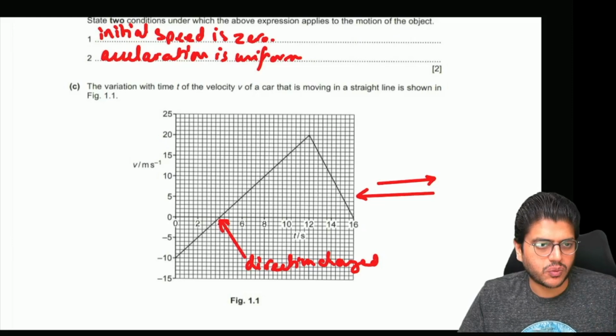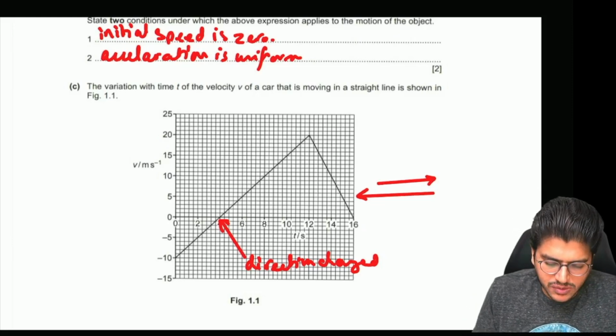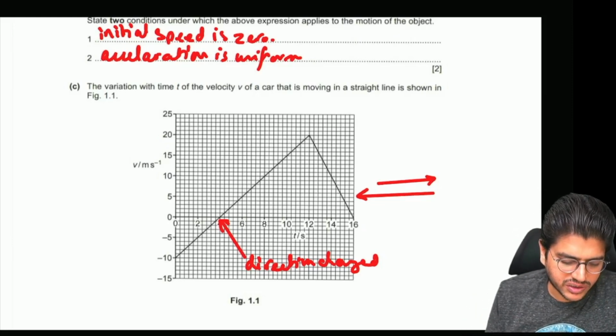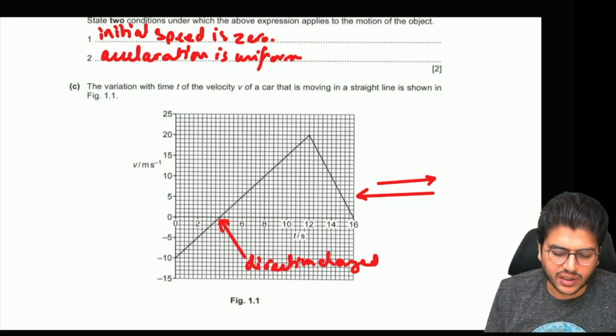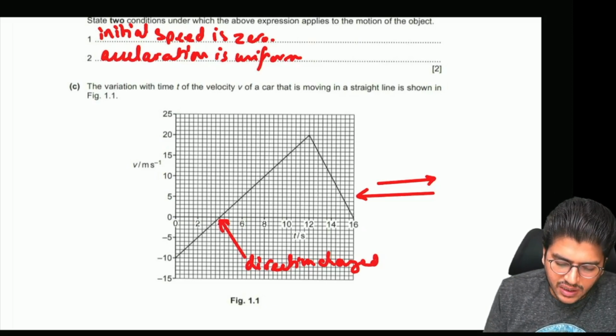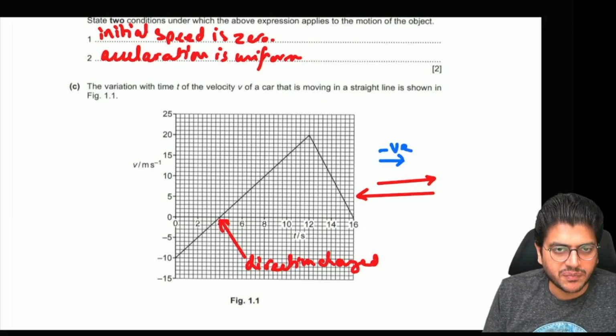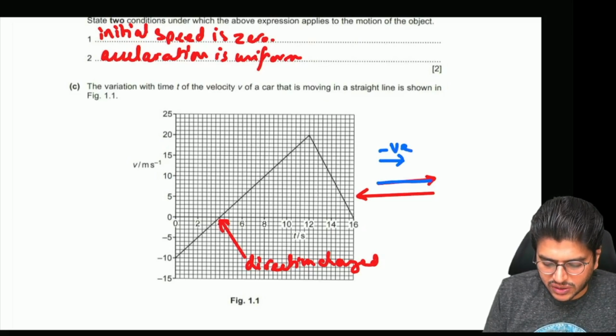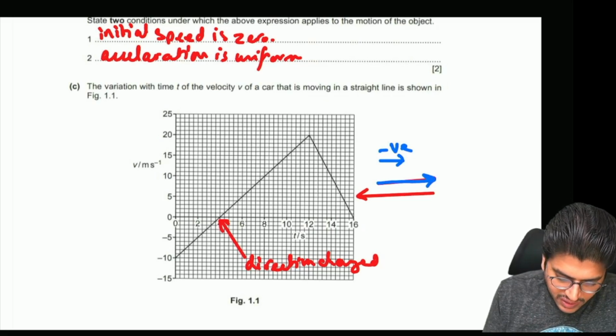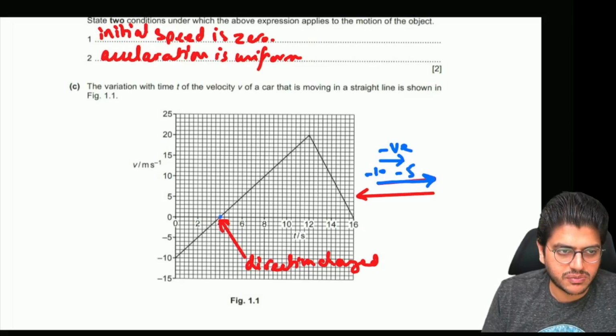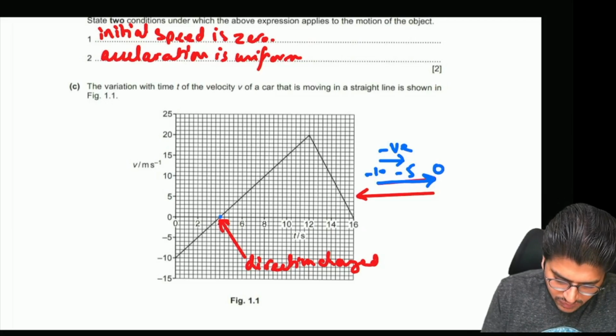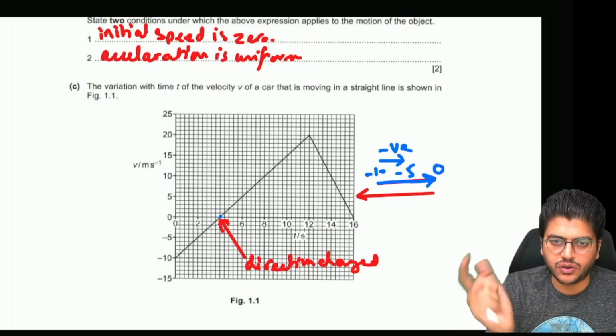And if you're wondering why it is negative, it is because whenever you have a vector quantity, you have to assume one direction as positive. So maybe this direction was assumed to be negative. So when you were moving in this direction, like this, you had an initial speed of minus 10. Then you had a speed of minus 5, and then if you look at this blue dot, you had a speed of 0. That is when you stopped. And then you reverse direction.